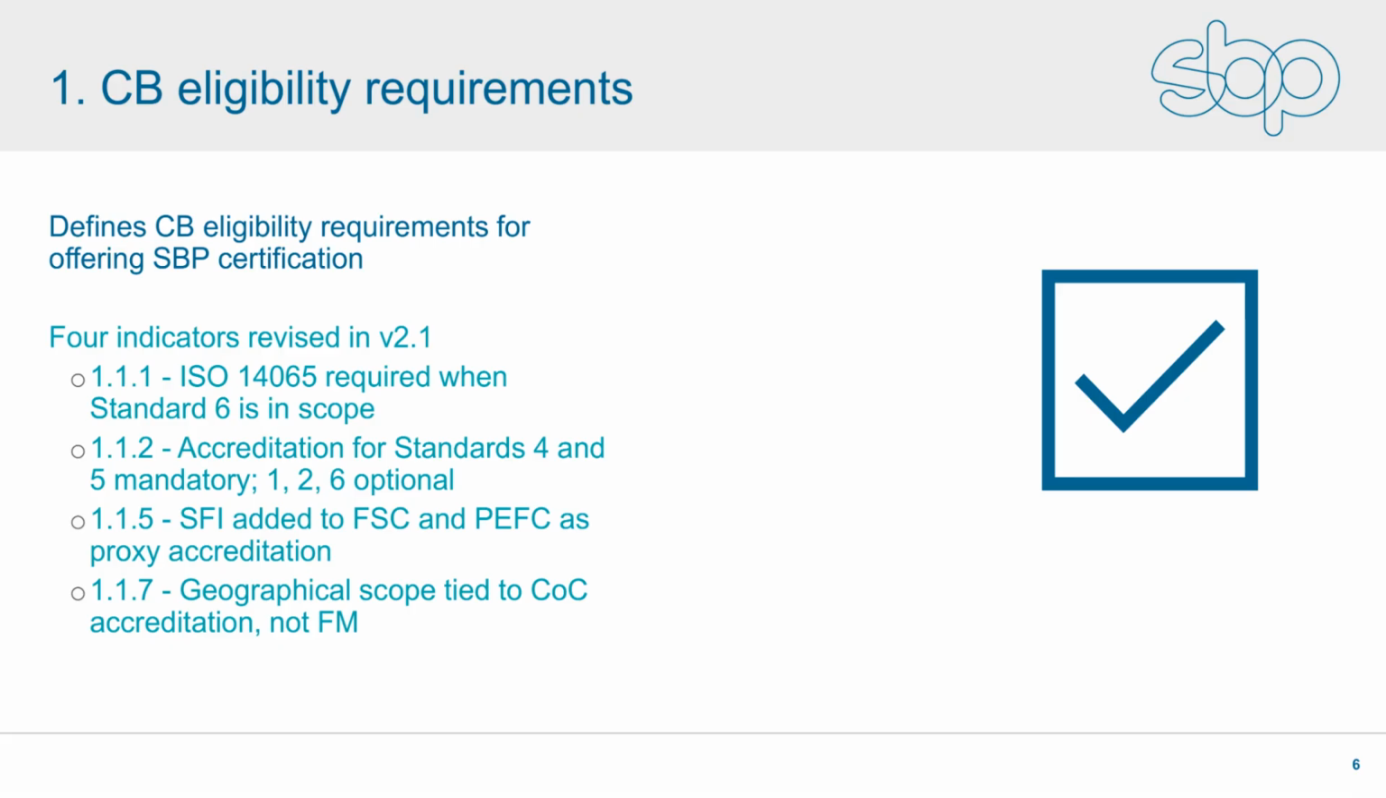Indicator 1.1.1, certification bodies must hold SBP accreditation in line with ISO 17065. That hasn't changed. What's new is that if your CB conducts audits under Standard 6, which deals with energy and carbon balance calculations, you must also hold ISO 14065 accreditation. This brings SBP into line with the wider regulatory approach to greenhouse gas verification. If your CB does not currently hold ISO 14065 and plans to offer Standard 6 audits, you'll need to address this during the transition period.